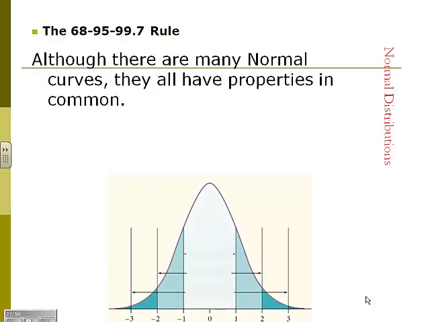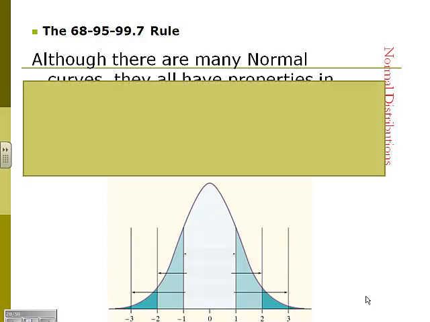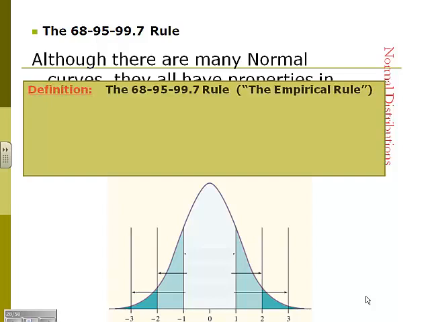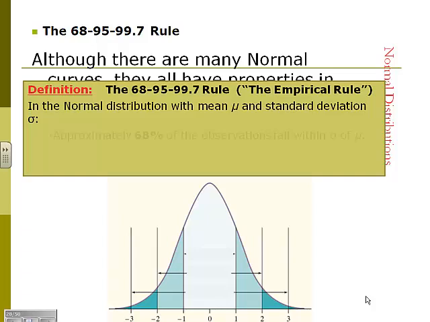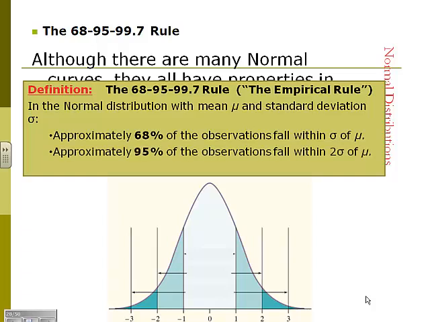So there are many, many different normal curves, and we saw a couple of them earlier. One short and fat, and one tall and skinny, but they all have the same properties in common. So the first property they all share is something called the empirical rule. It's the 68, 95, 99.7 rule. And that says that in a normal distribution, 68% of the observations will fall within sigma, within 1 standard deviation of mu. 95% will fall within 2 sigmas, and 99.7% will fall within 3 sigmas.